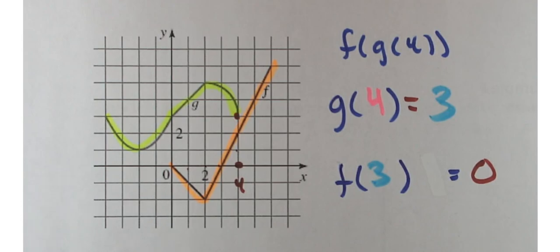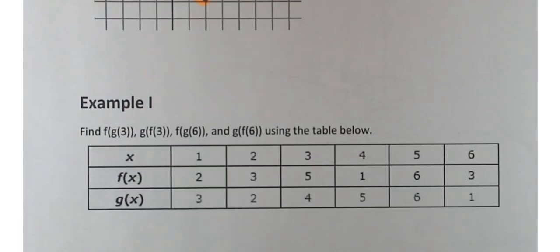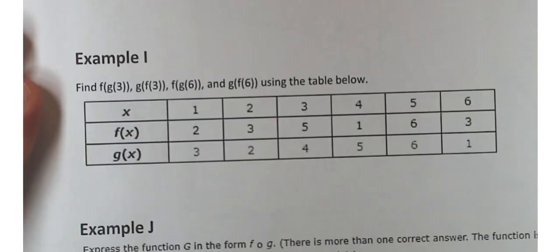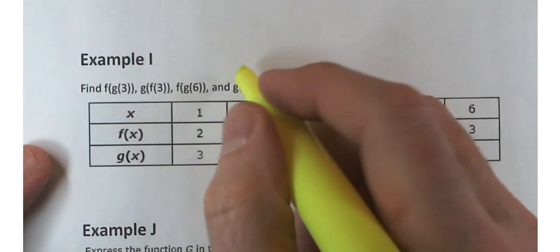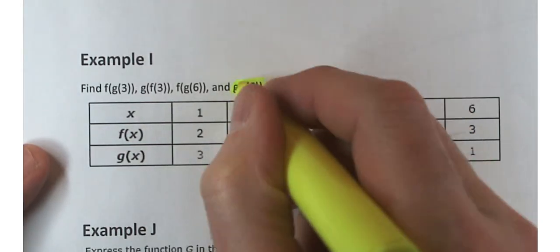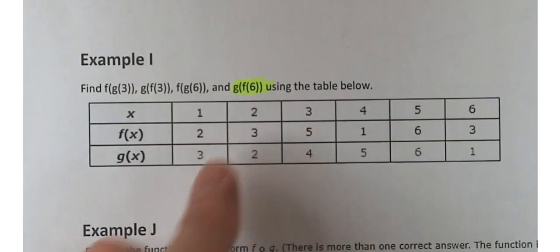I'm just going to do one example, example I. This is a good example, and this one is directly taken from WebAssign. What I like about it is that it asks me, do you understand something, without really giving you a complicated problem. Let's work on g of f of 6. So this table gives you all these different values for f and for g.